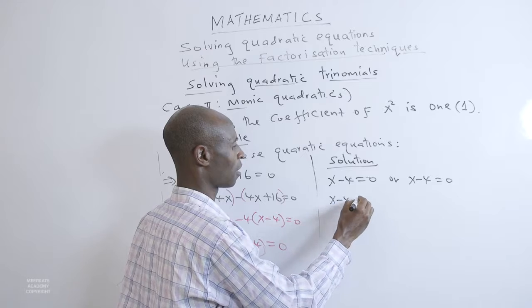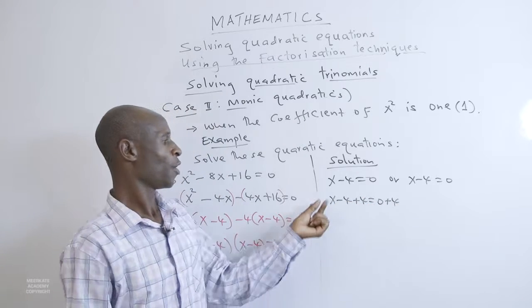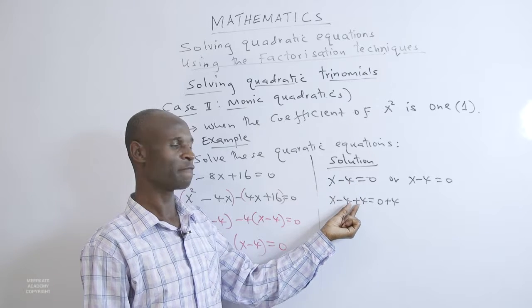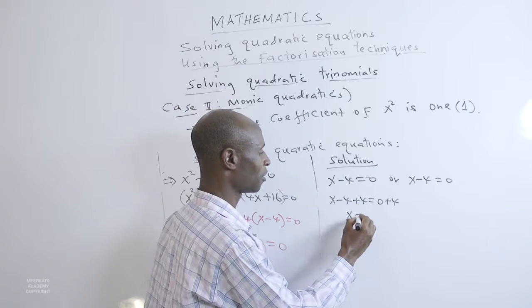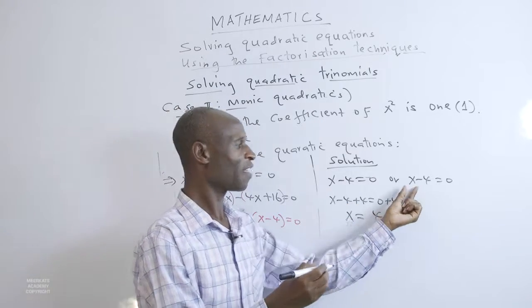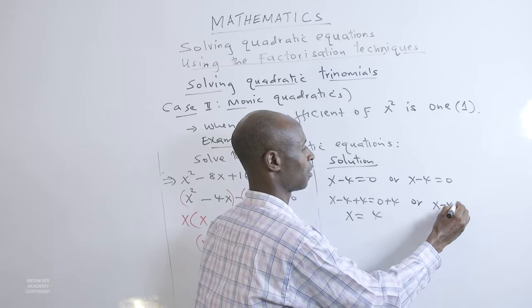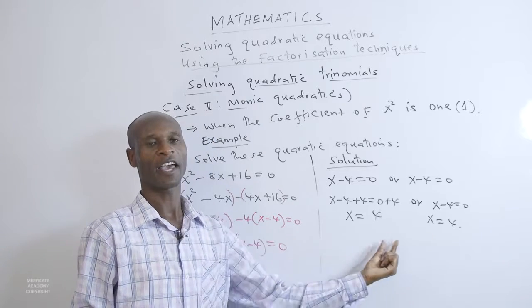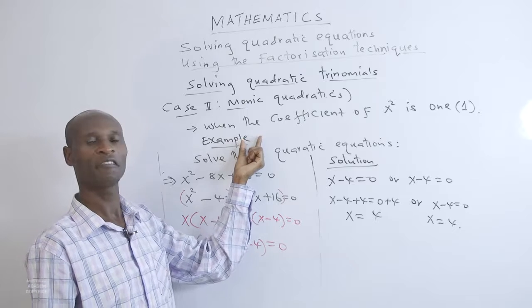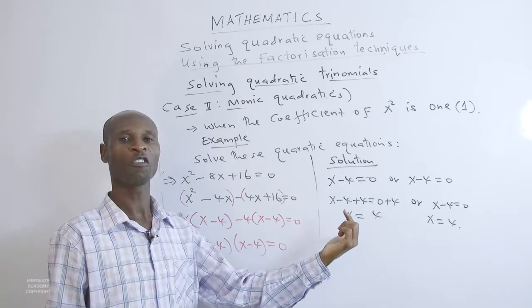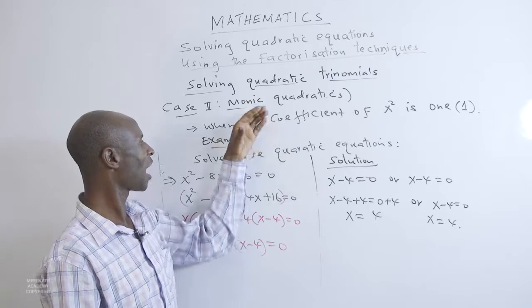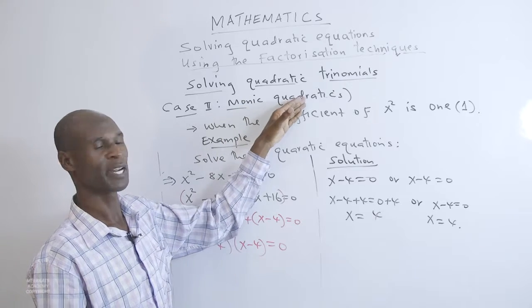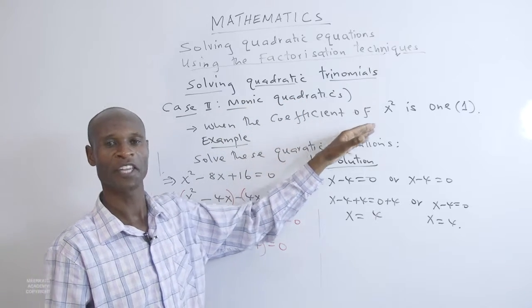So it means, to find the value of x, because it's x minus 4 is equal to 0, we add 4 on both sides. So we shall have x is equal to 4. The other one, x will be equal to 4. So these are repeated factors, x is equal to 4. So the quadratic equation is giving us only one factor, x is equal to 4, which is repeated. That is how we solve the quadratic equation, which are called monic quadratics, where the coefficient of x squared is 1.